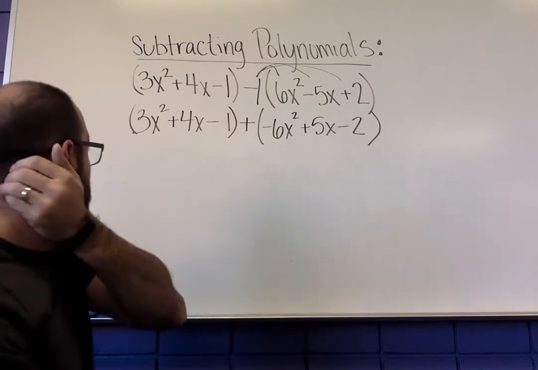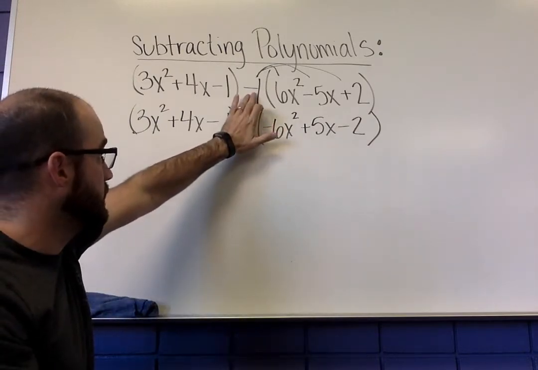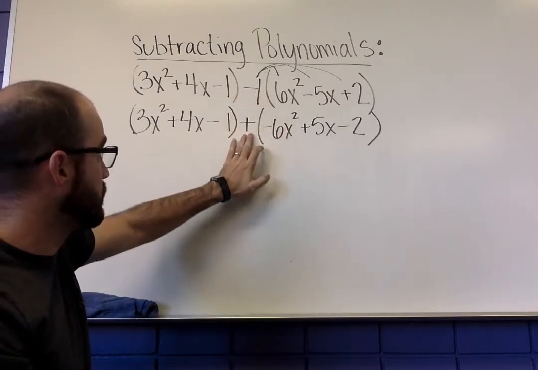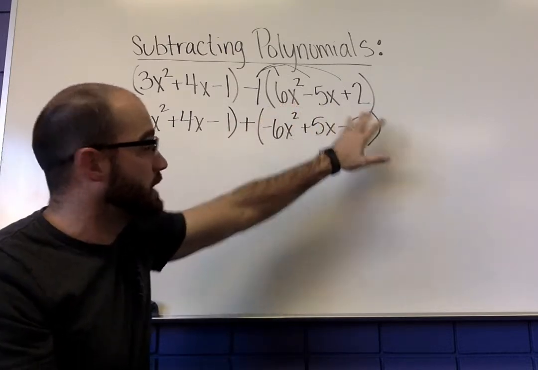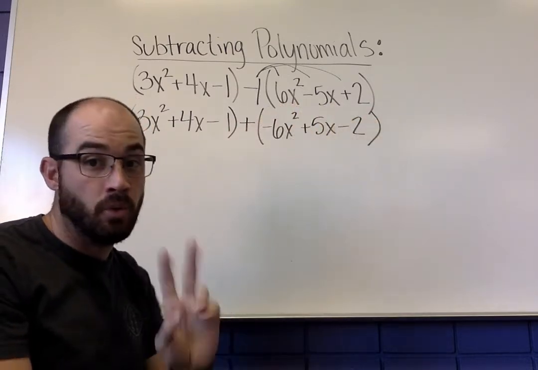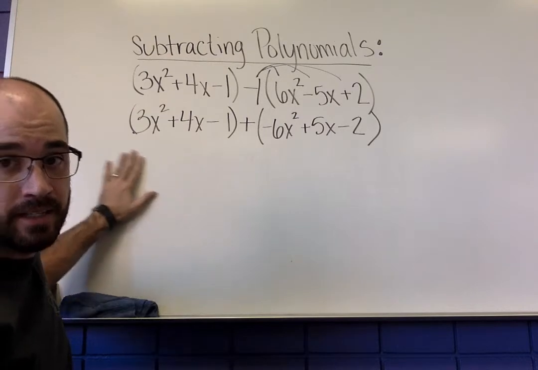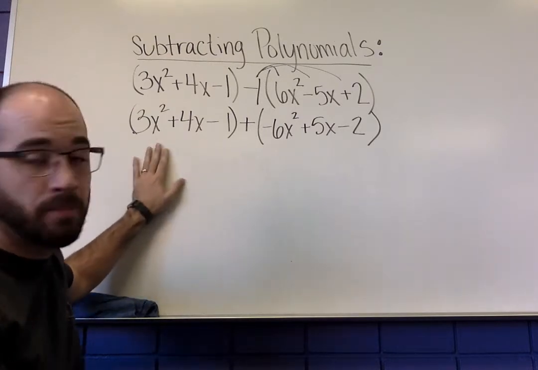So when you do this, again, if I see a minus in here, I'm going to change my sign to a plus and flip each of the signs inside my parentheses. Only my second parentheses. The first one stays exactly the same. We don't change anything at all about this piece.